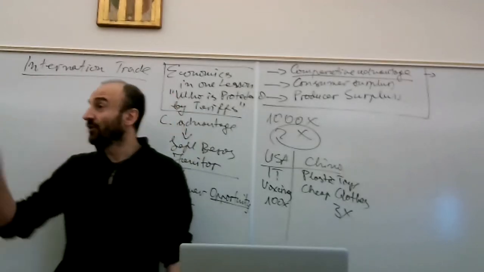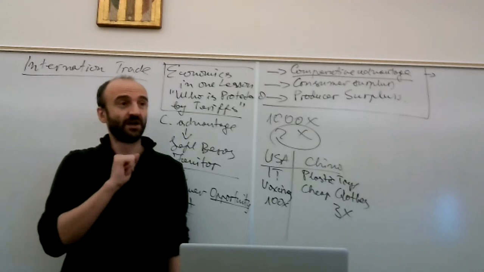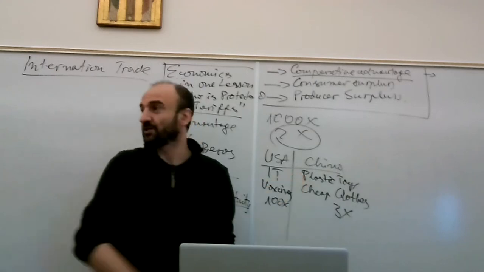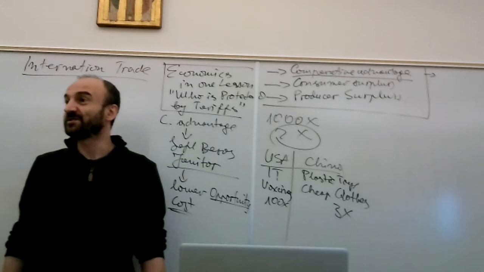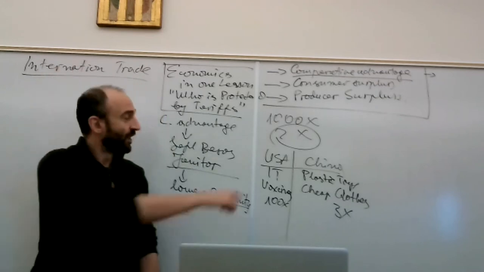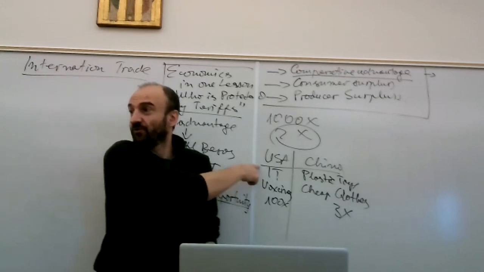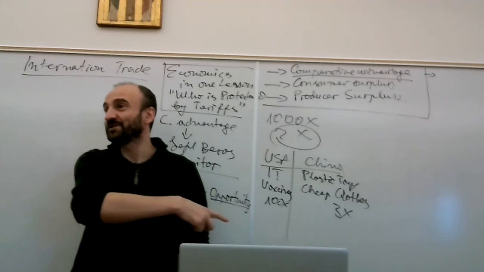So in order for us to produce more cheap clothes and plastic toys, or glass for President Trump's high-rise buildings or other things, we would have to reduce our production of IT products, vaccines, and other things.